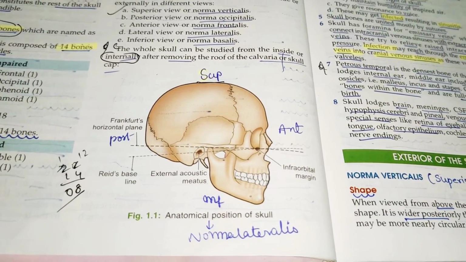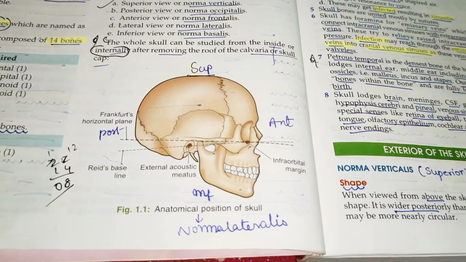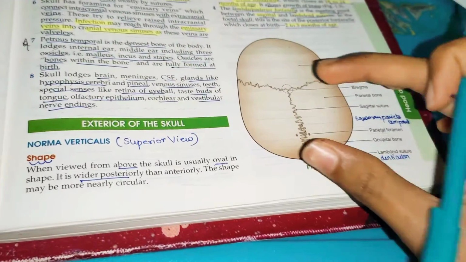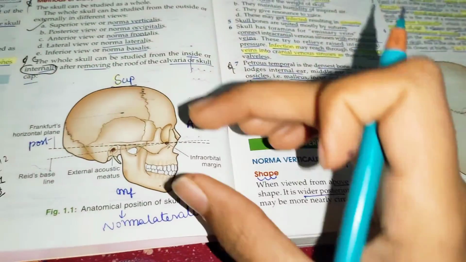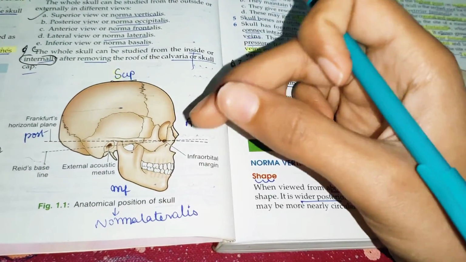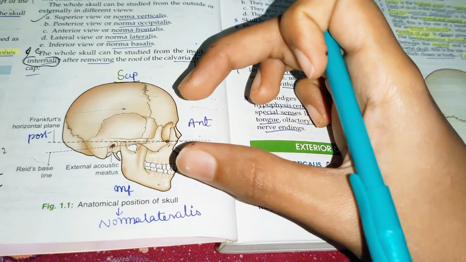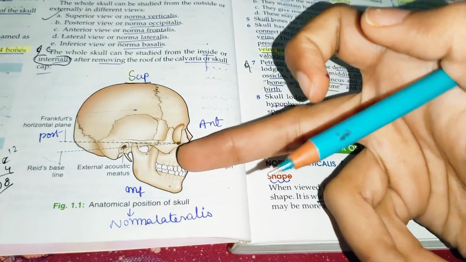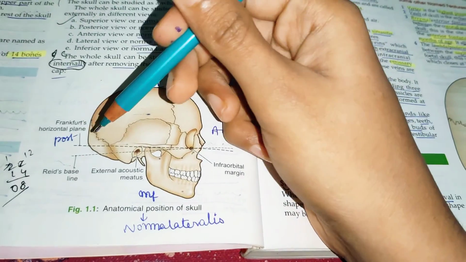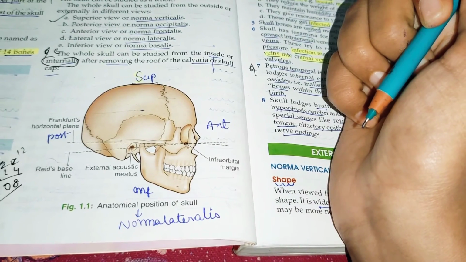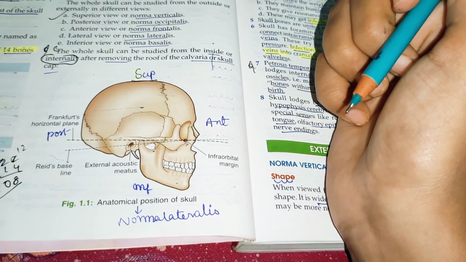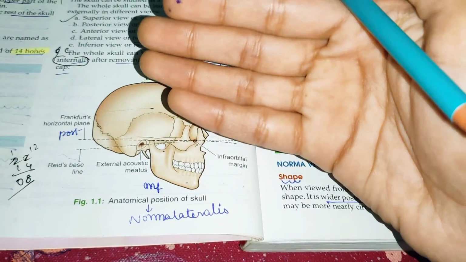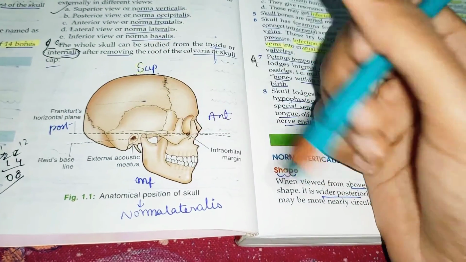And now we'll understand the method of studying the skull. If you see the skull from superiorly, it is called norma verticalis. This view is the norma verticalis view. If you see the skull from the front side, where you have your eyes and teeth, that is called norma frontalis. And this view is called norma lateralis, because you are seeing from the lateral side. If you see the skull from the back side, that is called norma occipitalis. Next, if you turn the skull like this and see from below, that is norma basalis.